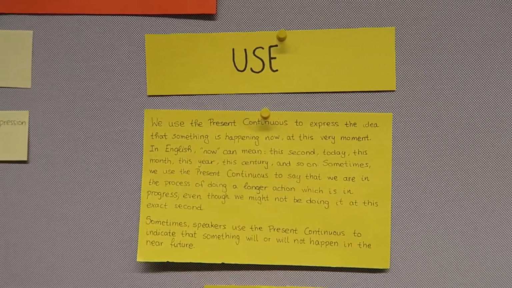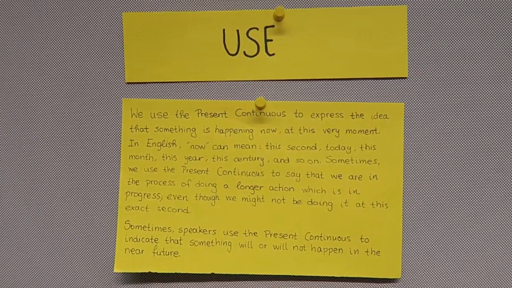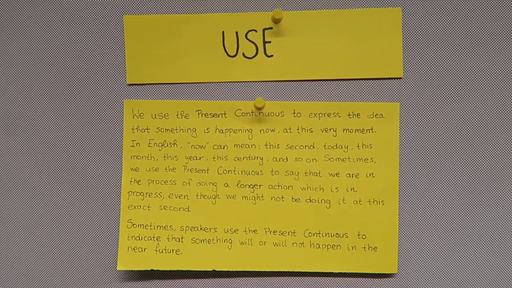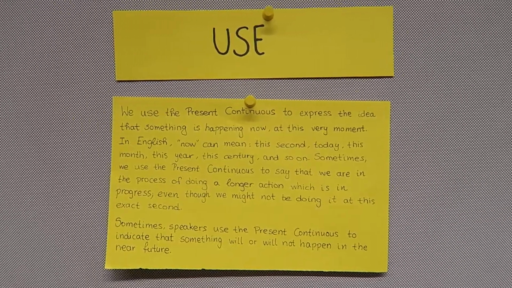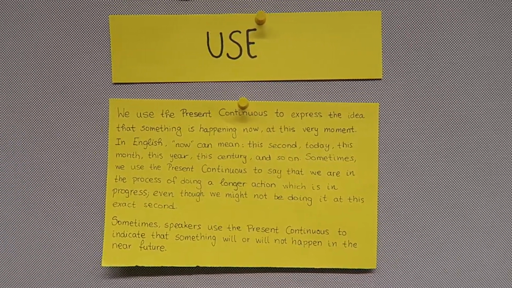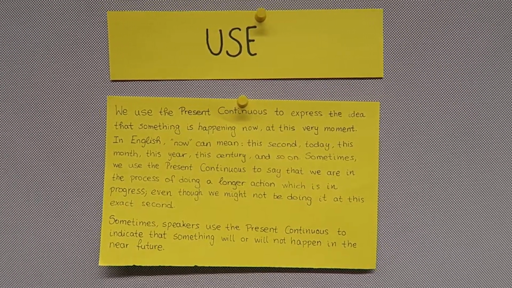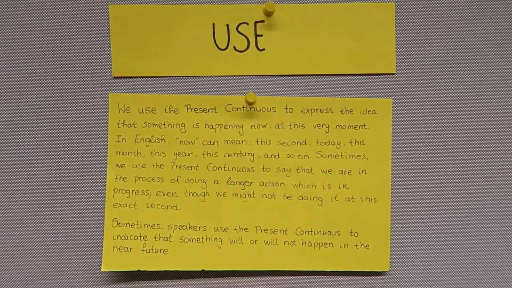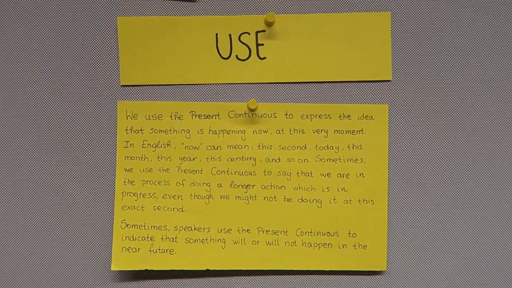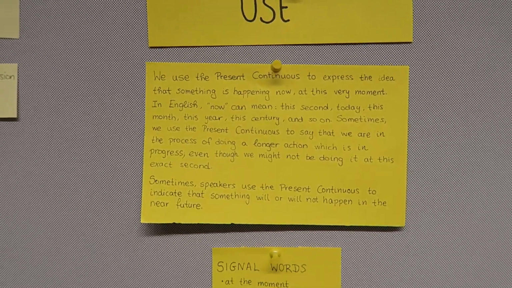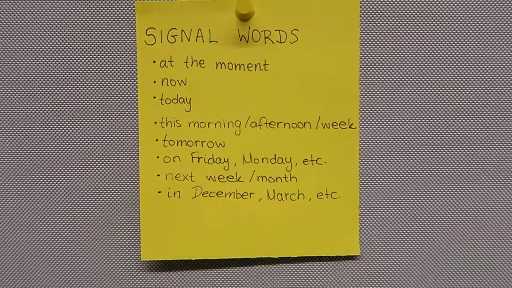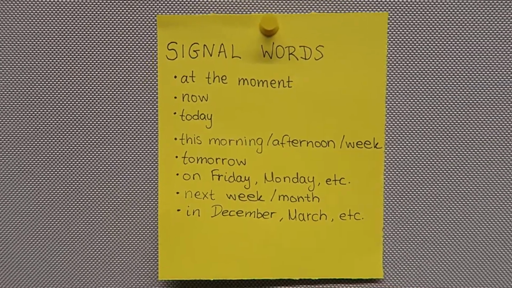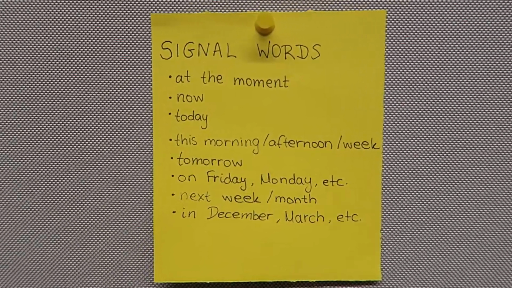Now about the use. We use the present continuous to express the idea that something is happening now at this very moment. In English, now can mean this second, today, this month, this year, this century, and so on. Sometimes we use the present continuous to say we are in the process of doing a longer action which is in progress, even though we might not be doing it at this exact second. Sometimes speakers use the present continuous to indicate that something will or will not happen in the near future. The signal words are at the moment, now, today, this morning, afternoon, week, tomorrow, on Friday, Monday, etc., next week or month, and in December, in March, etc.